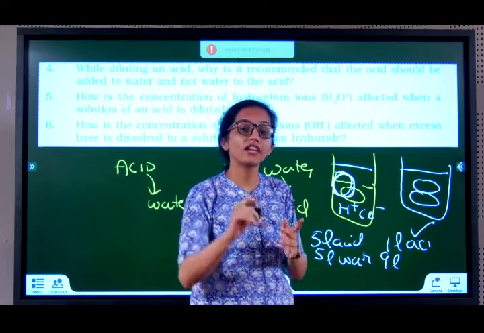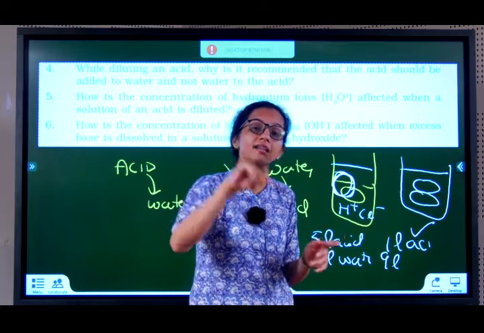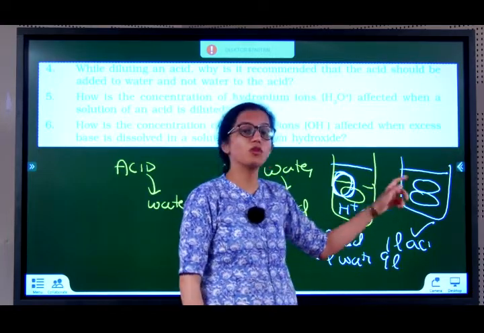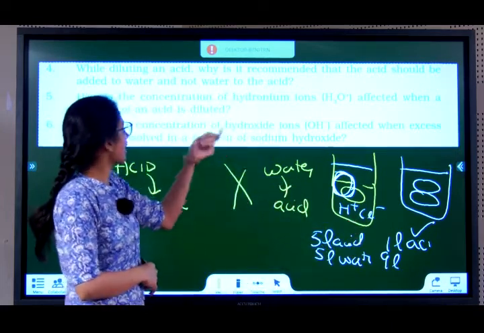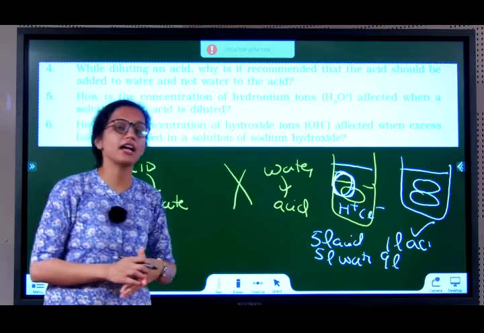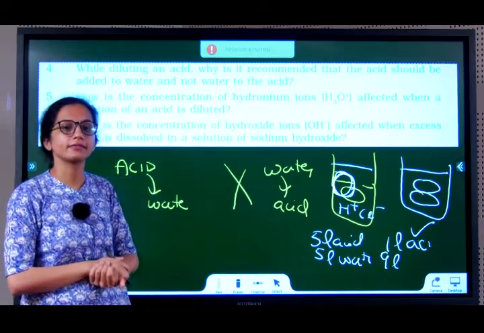So what is this? Dilution? No, we are not diluting even more. Dilution means adding more and more water, but here I am adding more and more base. So more ions will be produced. So therefore I can say the concentration of hydroxide ion increases.